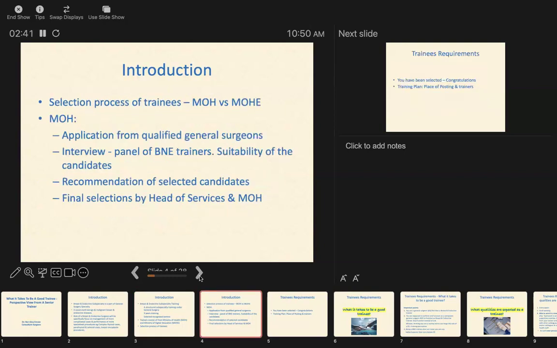Basically, we will receive applications from a qualified general surgeon. There will be an interview by a panel of BNE trainers. I was given to understand that this time the interview was a combined effort from MOH as well as the university, which is very good actually. Because last time we had separate interview sessions for MOH, as compared to now, which is progress for me.